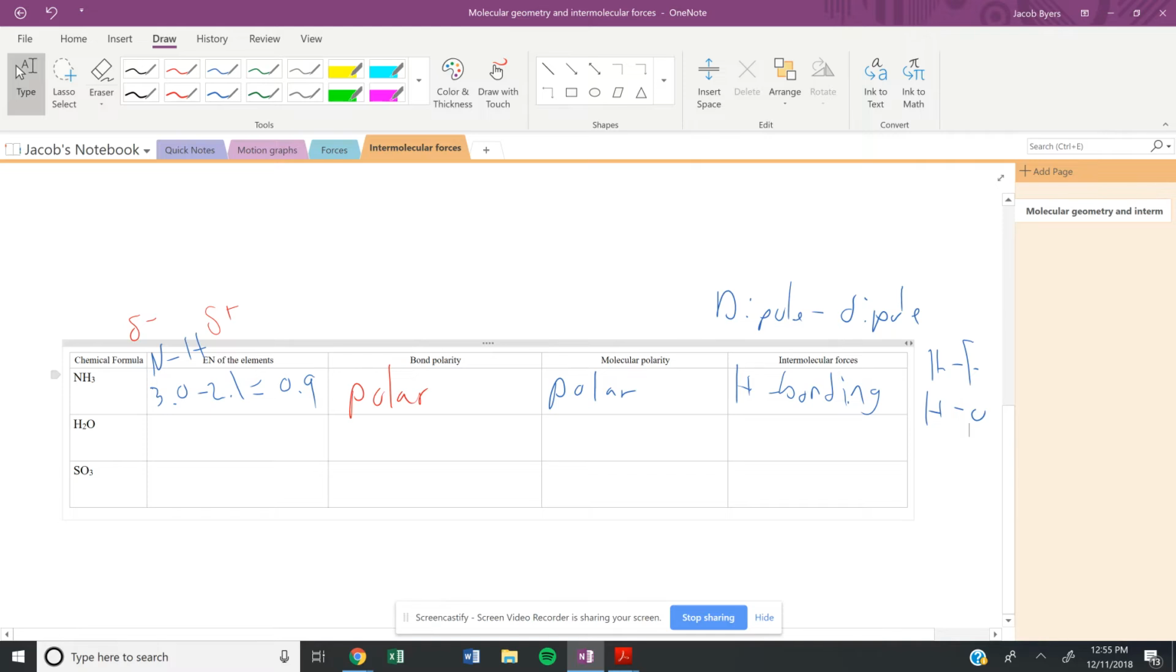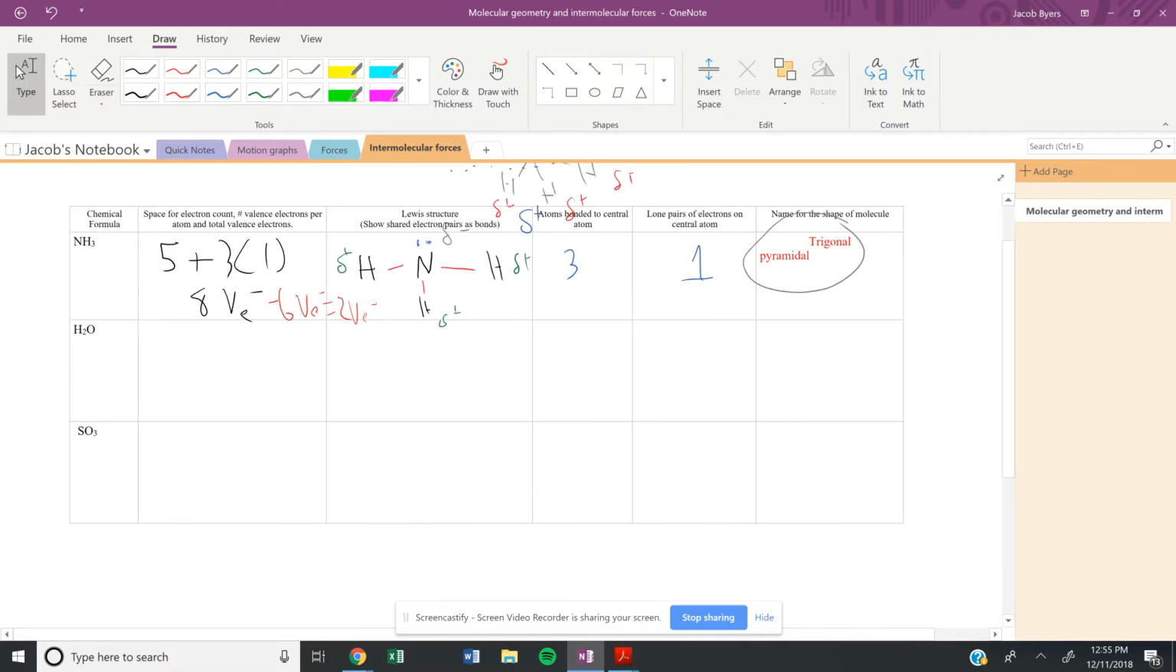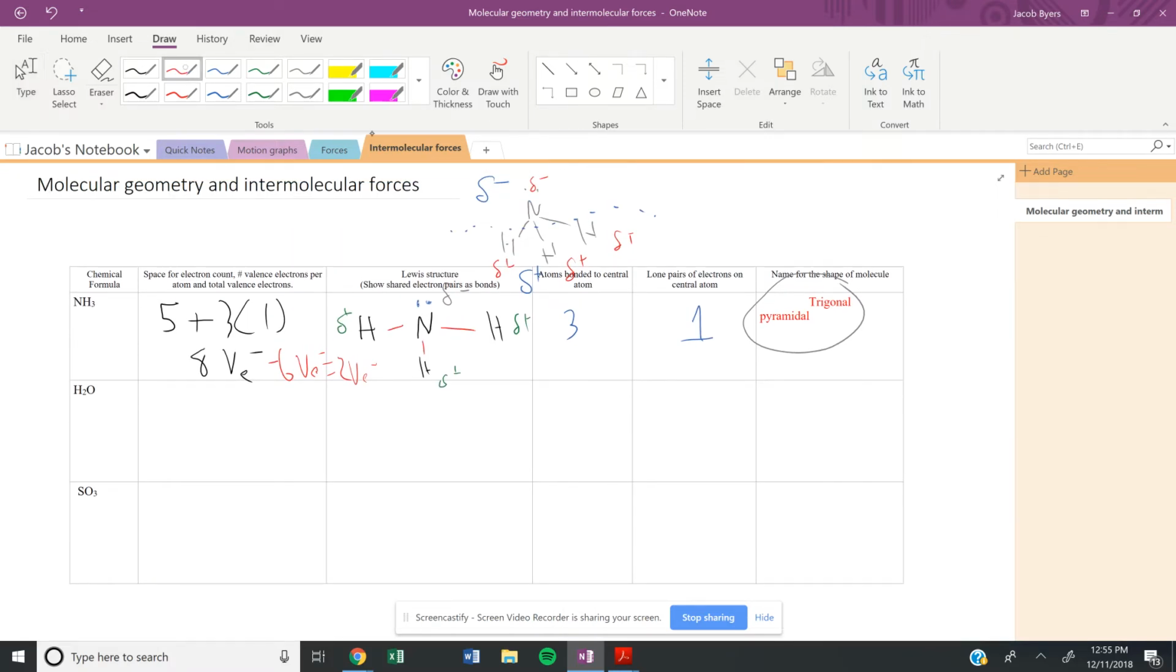Okay, it's just a really strong dipole interaction. Okay, we can take a look at water now. Now you can go back to your periodic table and see that hydrogen still has 1 electron each, and there's 2 of those. Oxygen is in the 16th column, so it's got 6 valence electrons. So that gives us a total of 8 valence electrons.